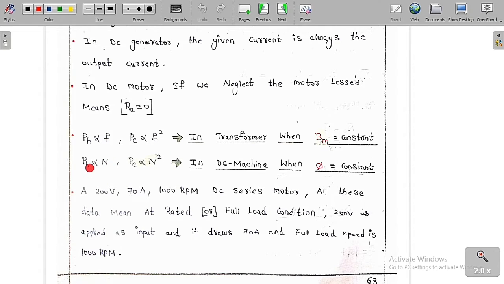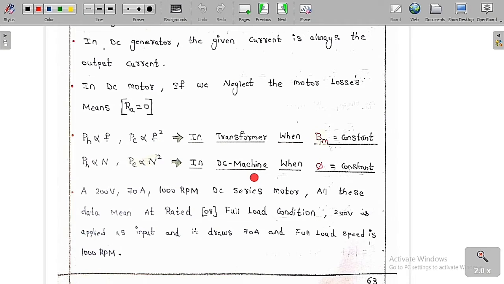So hysteresis loss is directly proportional to speed, and eddy current loss is directly proportional to the square of the speed. In a DC machine, whenever the flux is a constant, because Bm is constant, hysteresis loss is proportional to N and eddy current loss is proportional to the square of N, just as in the transformer where frequency is replaced by N.